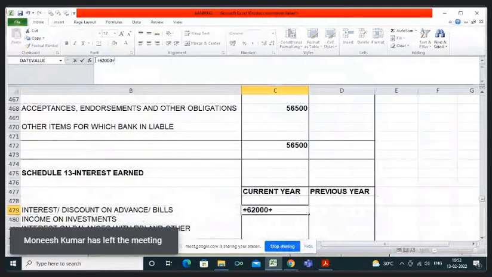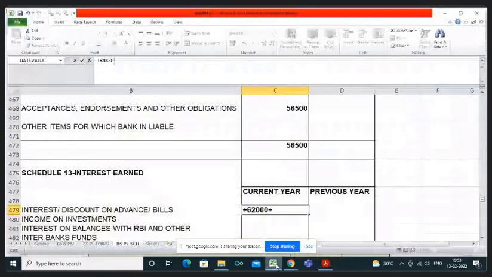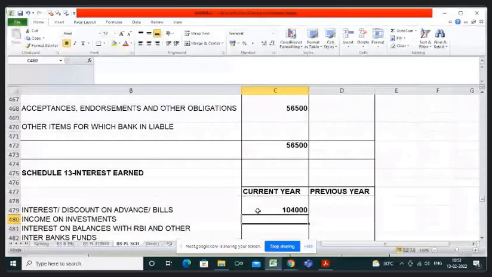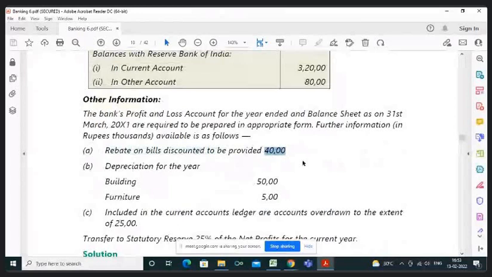So 62,000 plus how much will we write? 42,000. But one thing we should remember, this discount includes the rebate as well. How much is the rebate? Rebate on bills discounted to be provided is 4,000. What will we do? We will debit the discount account.